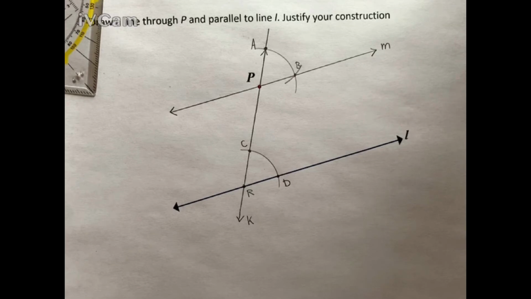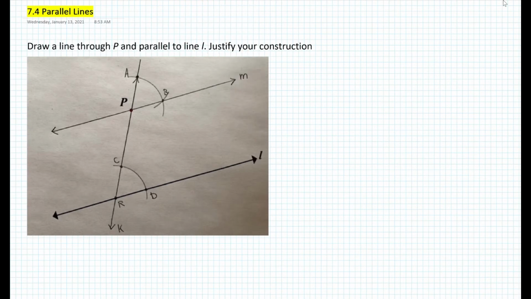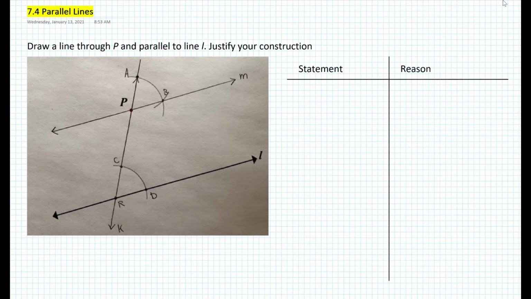So at this point, let's justify our construction. In order to justify this construction, let's start with a statement reason table. Okay, once we have the statement reason table, we should also think about, okay, what is given here and what are we trying to prove? Well, here we're given line L and point P not on line L. So what was the first thing we did here? Well, we drew a transversal K, right? So let's write that in.